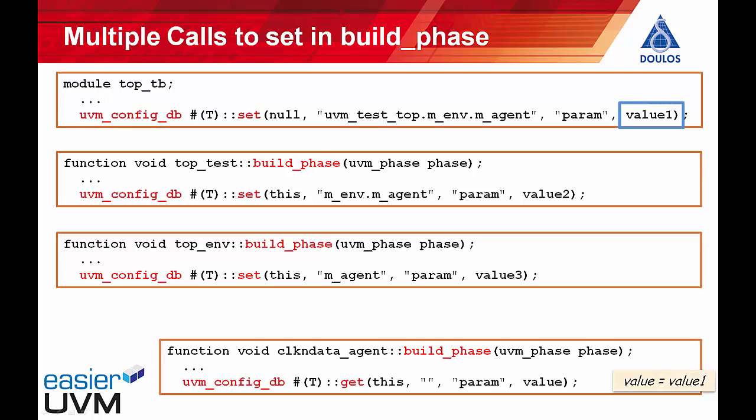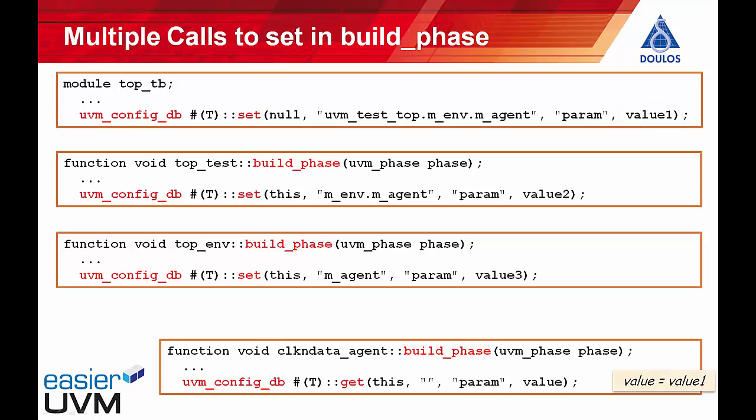Why value 1? Well, the rationale is that if you set values into the configuration database from lower level components, they effectively act as defaults. So when we instantiate top env, the value of param is going to have the value 3. But we could then override that value from a particular test. So top test actually overwrites value 3 with value 2. And then we get a final chance to override that parameter from the top level module.